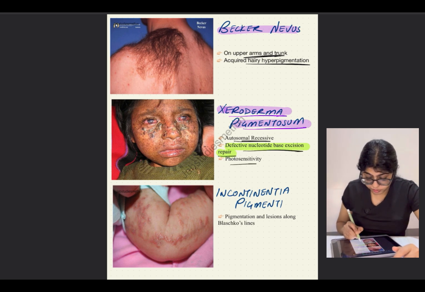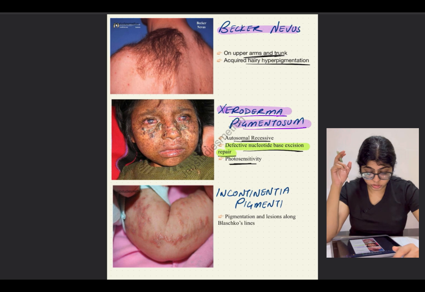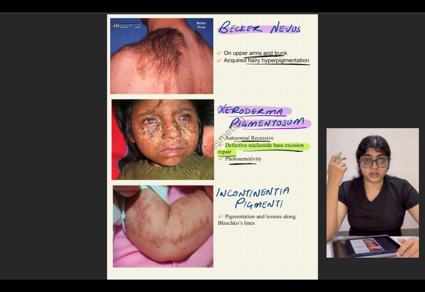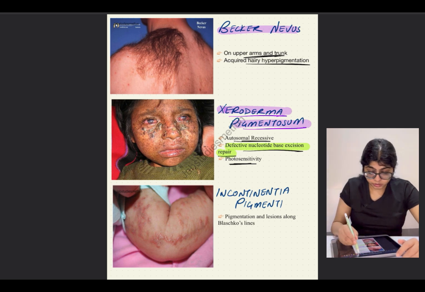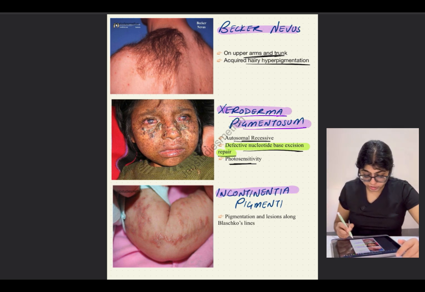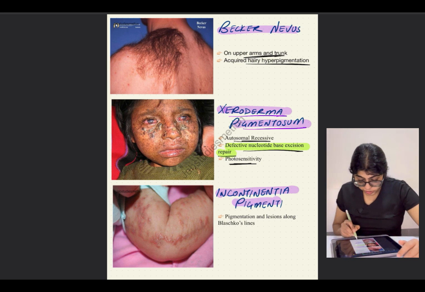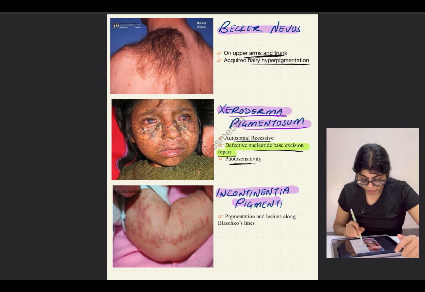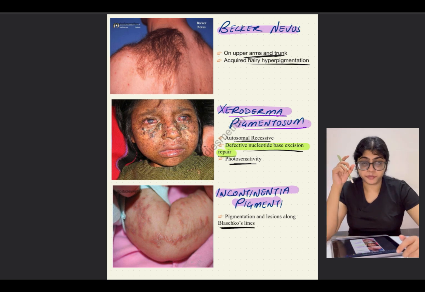And you can see that the child over here, this is a characteristic image for Xeroderma pigmentosum. There is high photosensitivity in the children, like they will have conjunctivitis, they will have anything that is related to photosensitivity manifested in a patient of Xeroderma pigmentosum. Another PYQ here is incontinentia pigmenti. The only question always asked is about the Blaschko's lines. Lesions and pigmentation will occur along the Blaschko's lines, and this is the characteristic finding in incontinentia pigmenti.